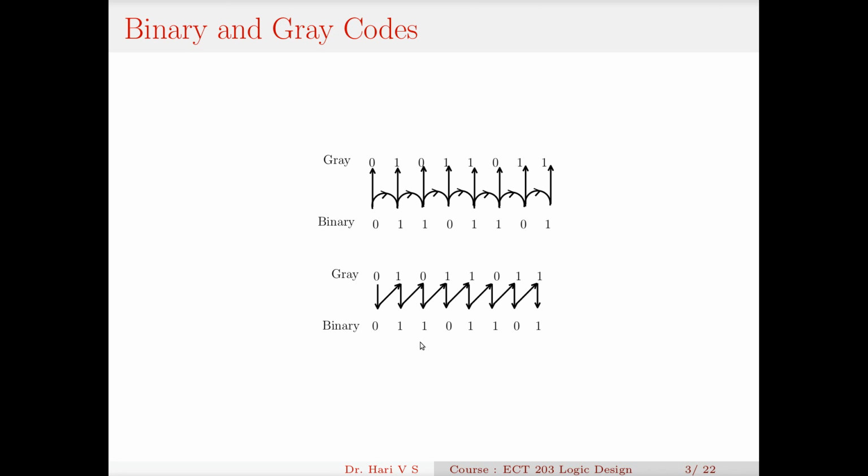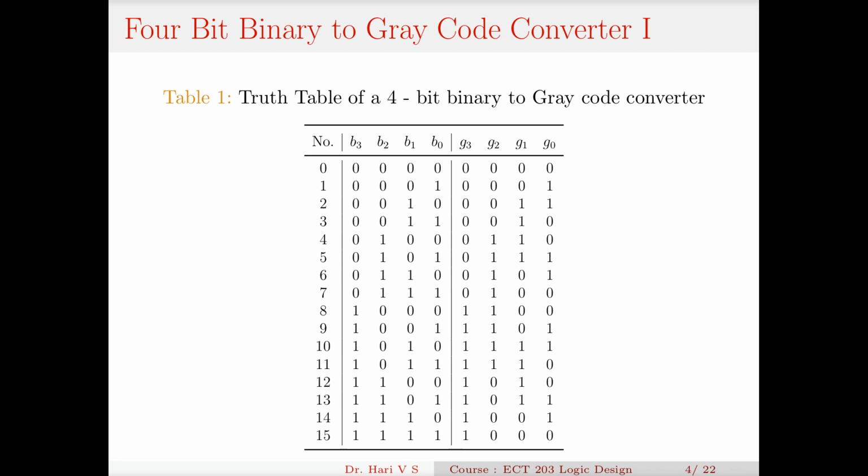Now I have to design a circuit doing this. As usual, I start with a truth table, and then I synthesize a circuit corresponding to that. So let me look at this 4-bit binary to gray code converter. These are the binary bits B3, B2, B1, B0 coming in, and out goes G3, G2, G1, G0. They are the corresponding 4-bit gray codes.